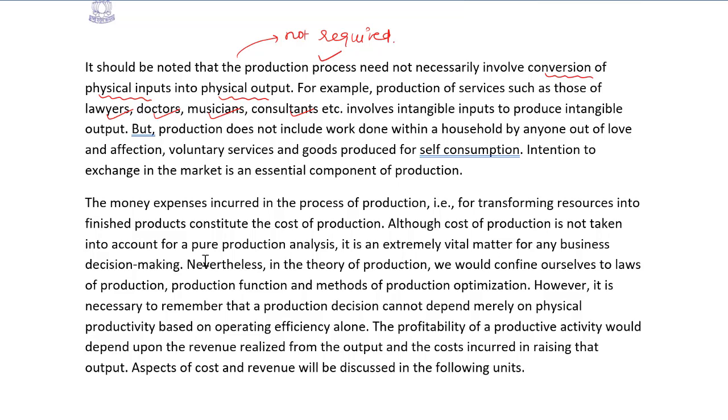But the production does not include work done within a household by anyone out of love and affection. Voluntary services or goods produced for self consumption are not included; the intention to exchange in the market is an essential component of production. So it should create some value in the market, creation of some monetary value in the market.